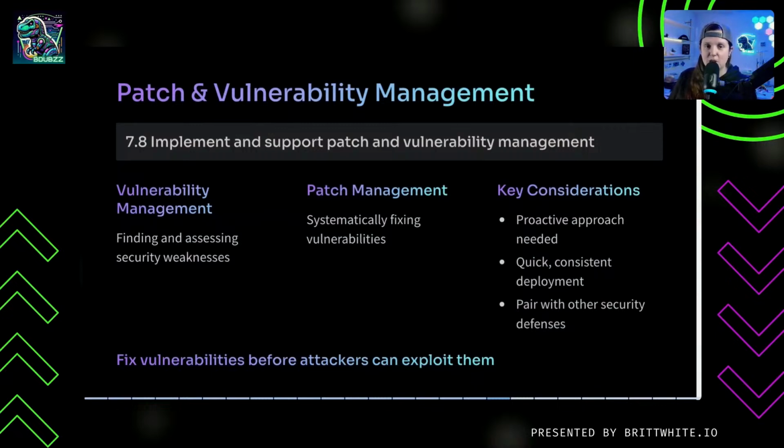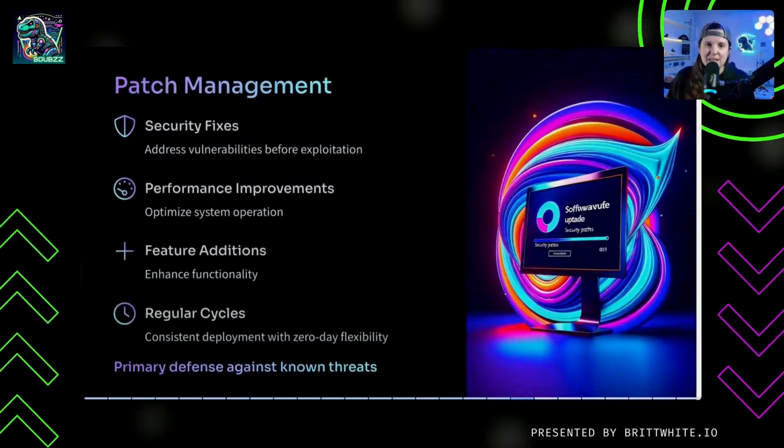While security fixes are important, patches also improve performance and add features. The key is quick, consistent deployment, but remember to pair patching with other defenses to protect against any unpatched zero-day vulnerabilities. Now looking at patch management, this is the systematic process of keeping systems secure and optimized. It serves three key purposes: fixing security vulnerabilities, improving performance, and adding new features.